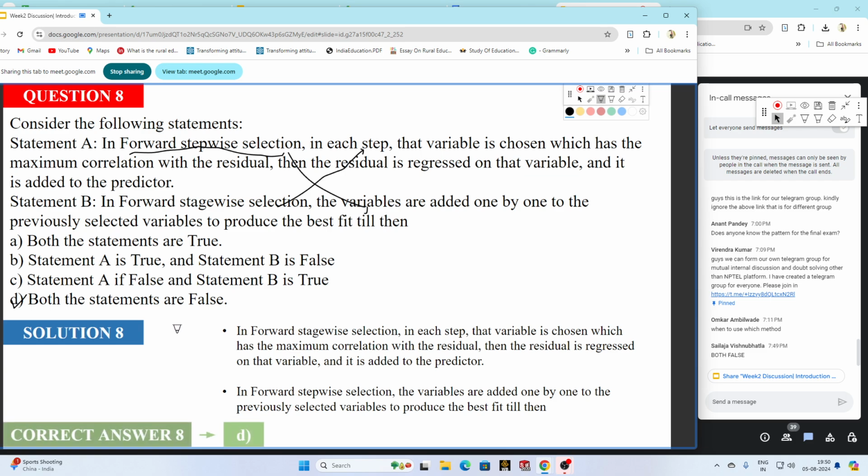You can check, and so the correct answer is D. Is it clear? Okay.